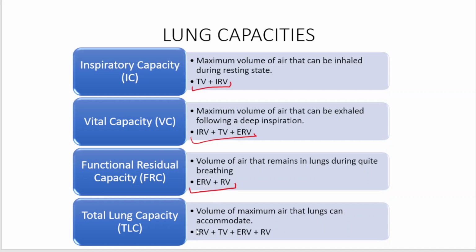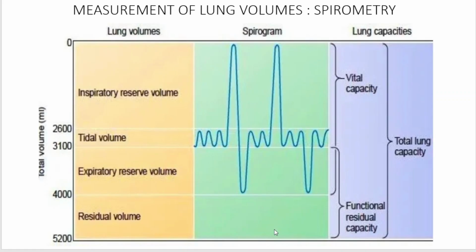And total lung capacity is the total amount of air that our lungs can hold. This is the total of all volumes. This lung capacity and lung volumes can be understood by the spirogram of a lung. A spirogram is a wavy graph that we get from the spirometry of lung functioning.